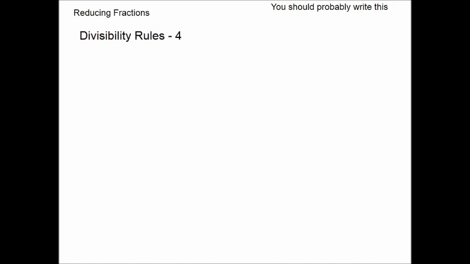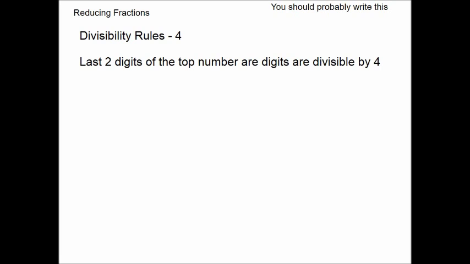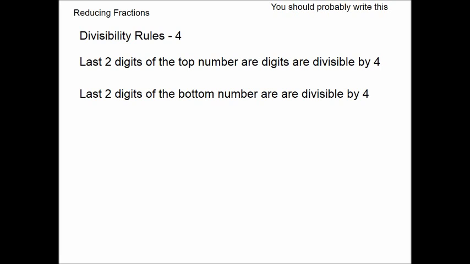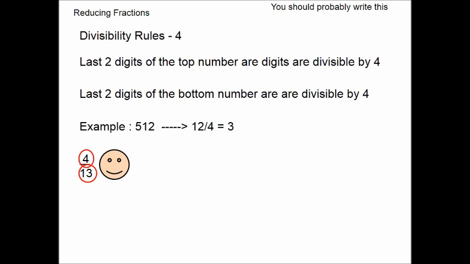Divisibility by 4. You're probably not going to use this one often. I'll talk about it later. The last 2 digits of the top number are divisible by 4. The last 2 digits of the bottom number are divisible by 4. So example, 152: 12 divided by 4 equals 3, so therefore it's divisible by 4. The top number is good. 13 is not divisible by 4.